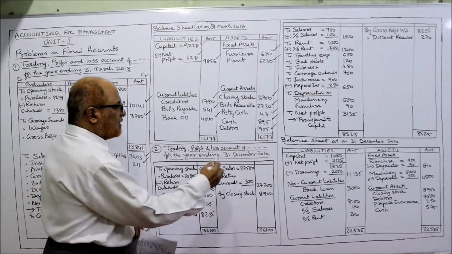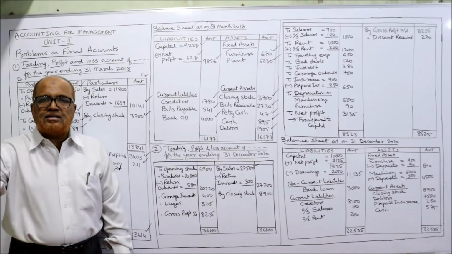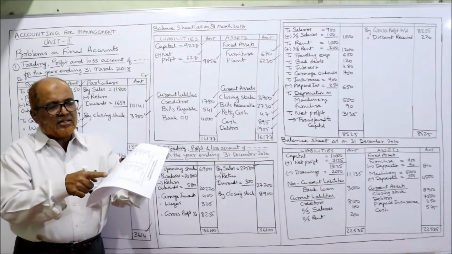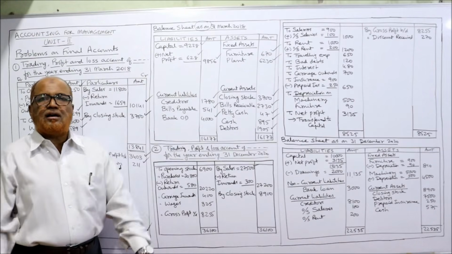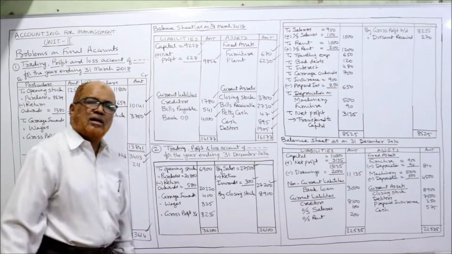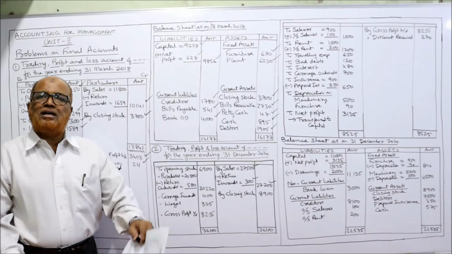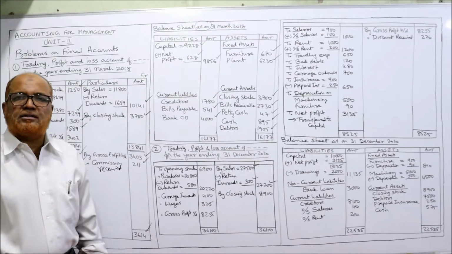So here I have taken 27,500. From sales, deduct return inward. The return inwards are 300. So deduct 300, you will get 27,200, net sales. Second item, closing stock. In the first adjustment, closing stock 8,900.